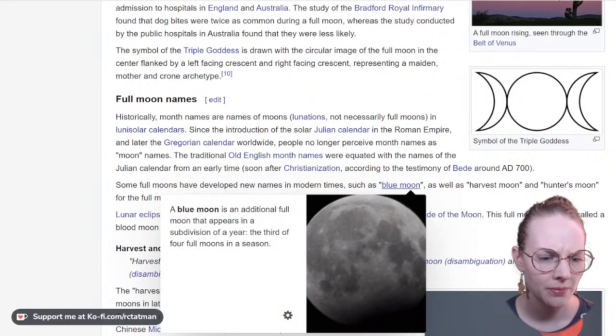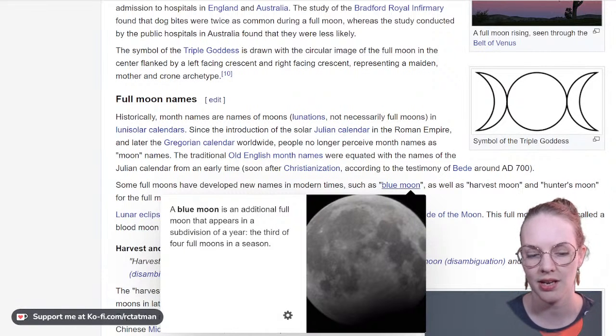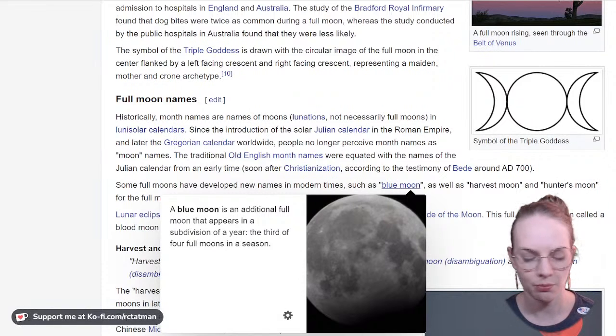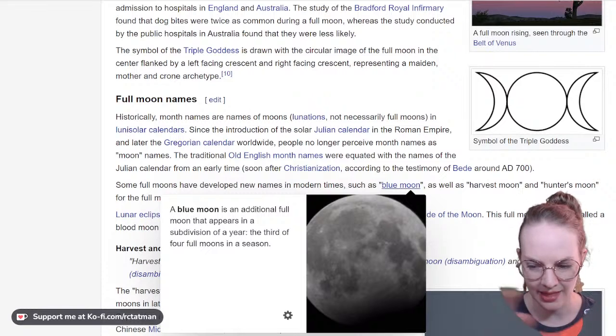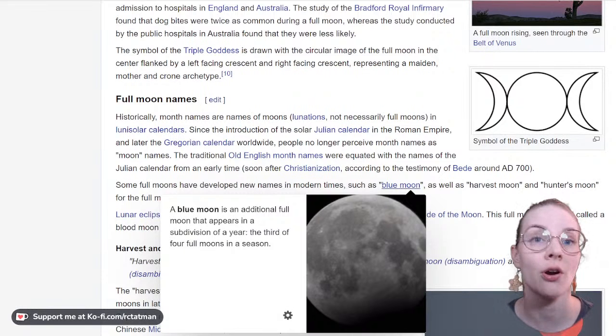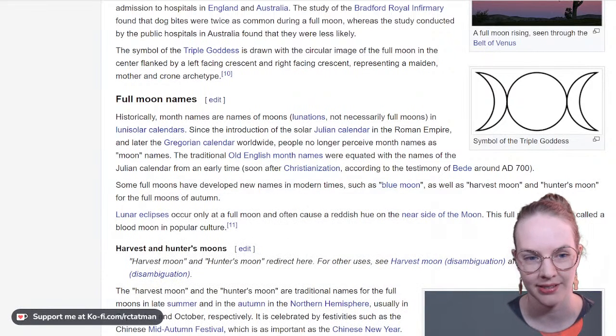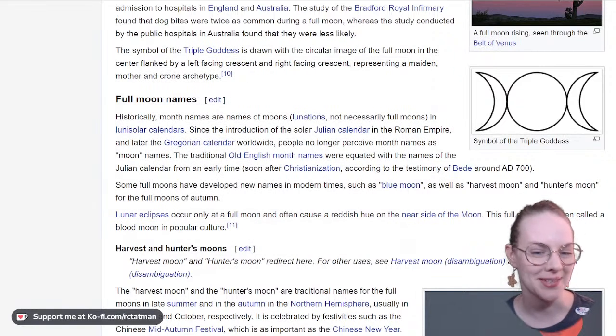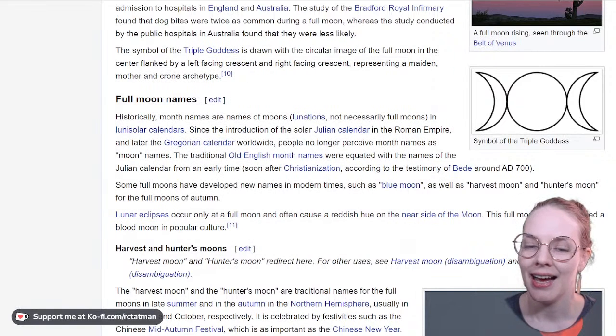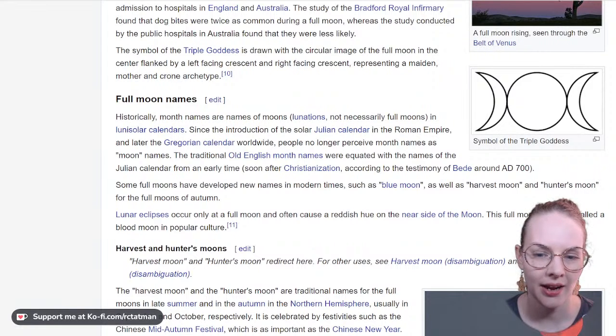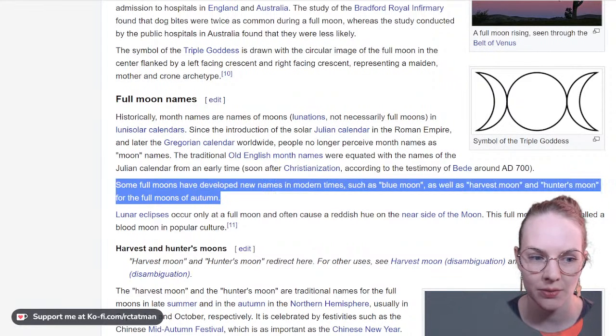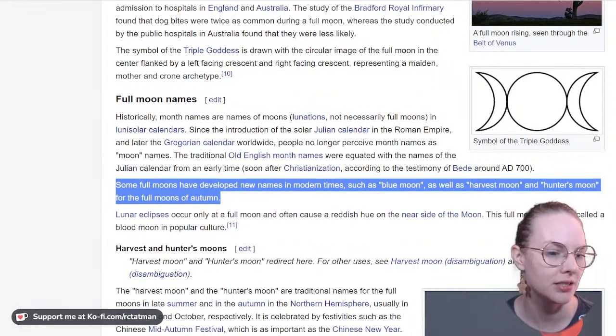No, that's not what, yeah. A blue moon is an additional full moon that appears in a subdivision of a year, the third of four full moons in a season. Yeah, the blue moon does not occur in autumn. A blue moon occurs when, that I knew. So they're always going to occur towards the end of the quarter, right? Because it's the extra one, which means sometimes they happen on Halloween. The harvest moon and hunter's moon for the full moons of autumn. So this is more like a modern thing, it suggests.